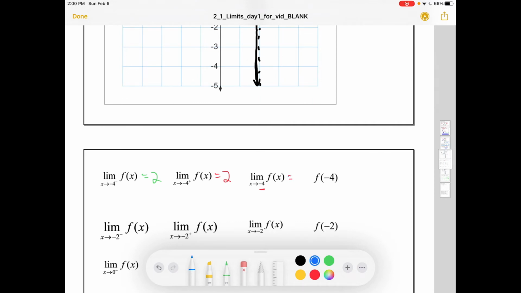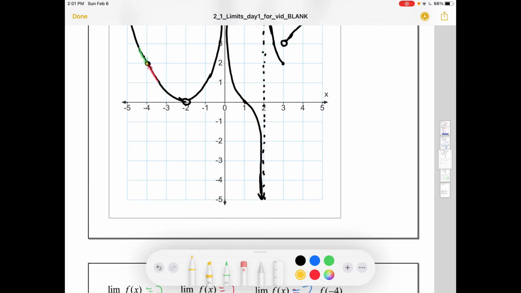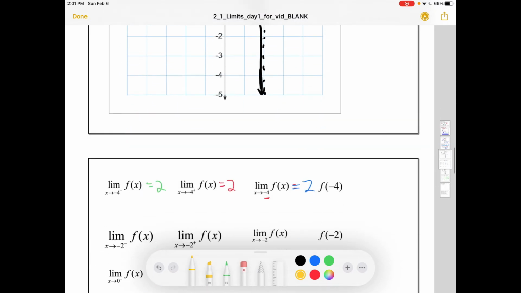So I'm going to maybe go to a different color here, blue for my overall limits. And then lastly, it's saying, what is the actual point at negative 4? What's the actual y value? Well, at negative 4, you have an actual y value of 2. This is the most boring of all cases. They're all the same. The limits from each side, the overall limit, and the actual point.